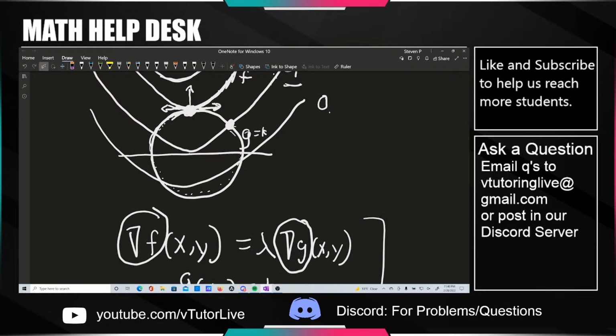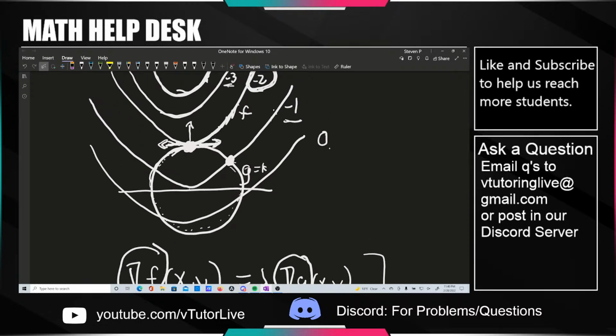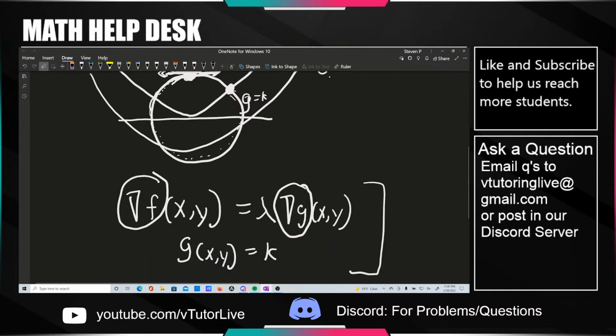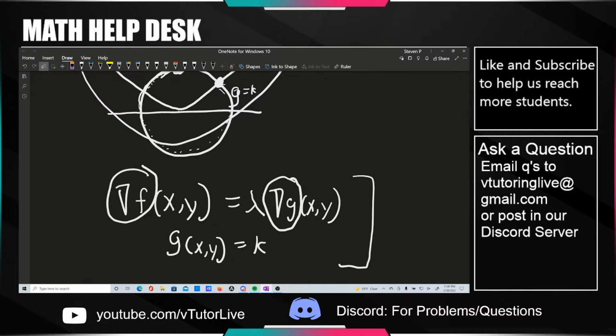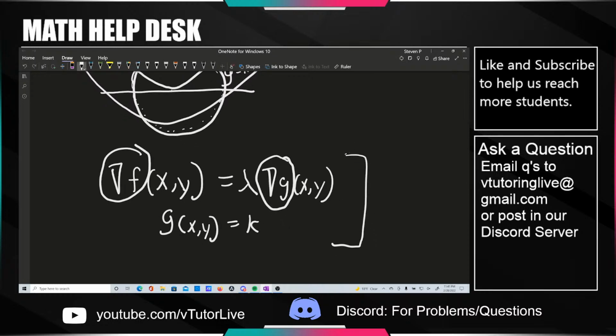But let me repeat this again. Because we know that the tangent line of the level curve and the tangent line of the constraint have got to be parallel to each other, this means that the gradients also have to be pointing in parallel directions, right? Because the gradient is like a normal vector, 90 degrees orthogonal to the tangent. So far, so good? Yep. Okay, great. So this is basically the justification for Lagrange multipliers, this little visualization.